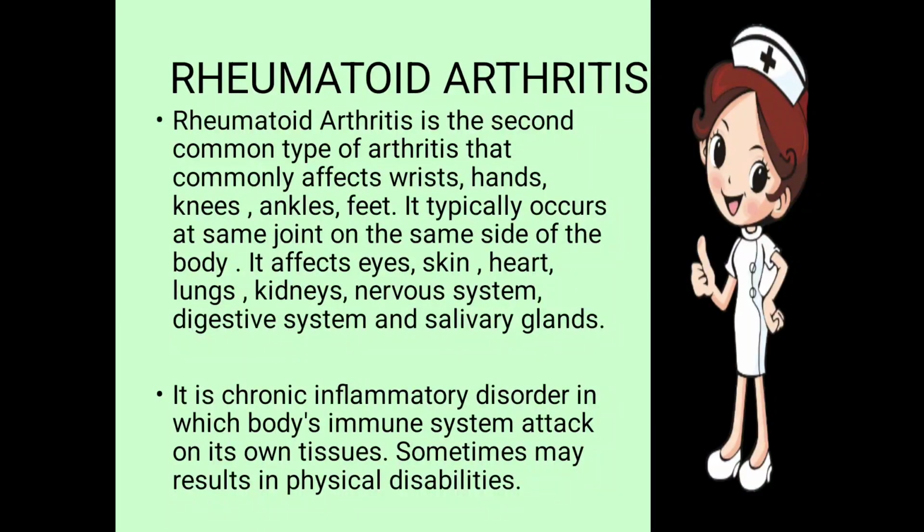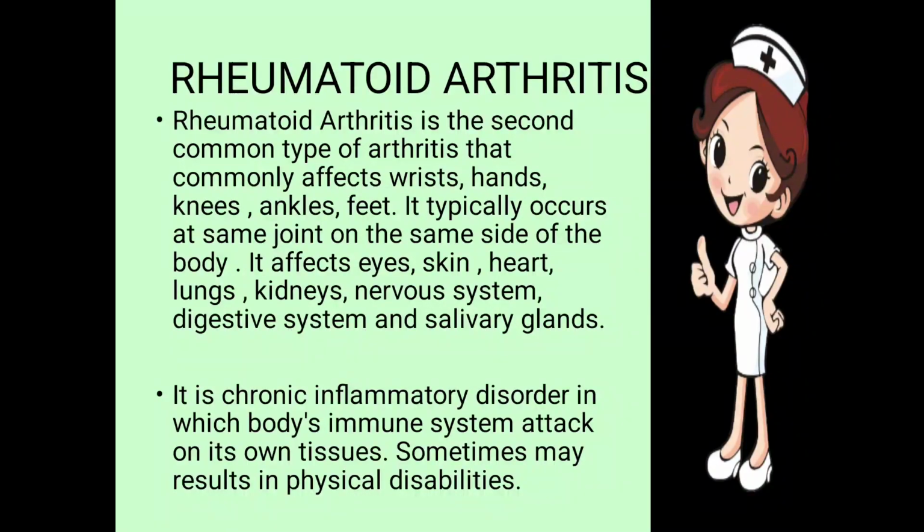It affects the eyes, skin, heart, lungs, kidney, nervous system, digestive system as well as the salivary glands. For example, if it takes place on the right side of the body, the right hand and the right foot, it is the same side of the body, or it can be on different sides of the body. It is a chronic inflammatory disorder in which the body's immune system attacks its own tissues.